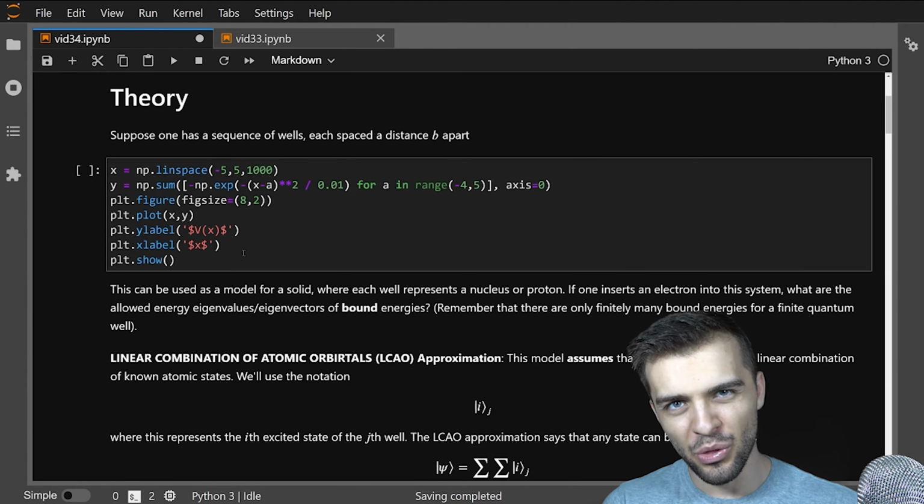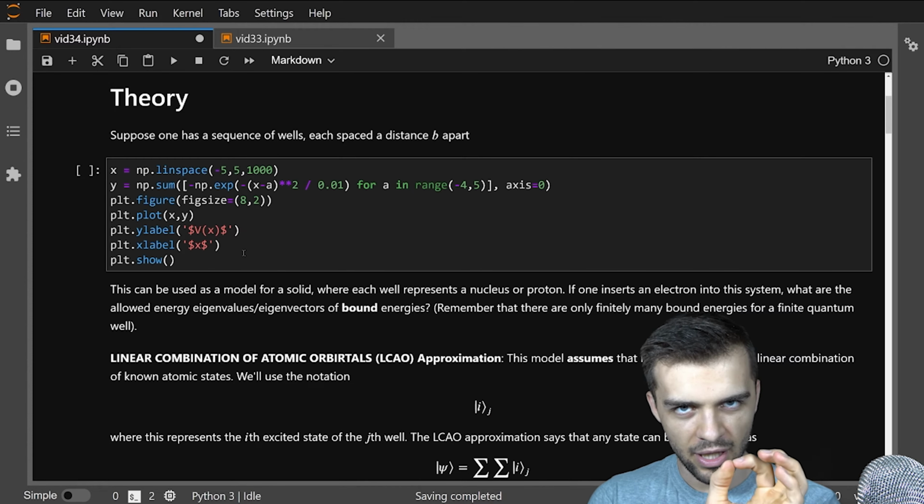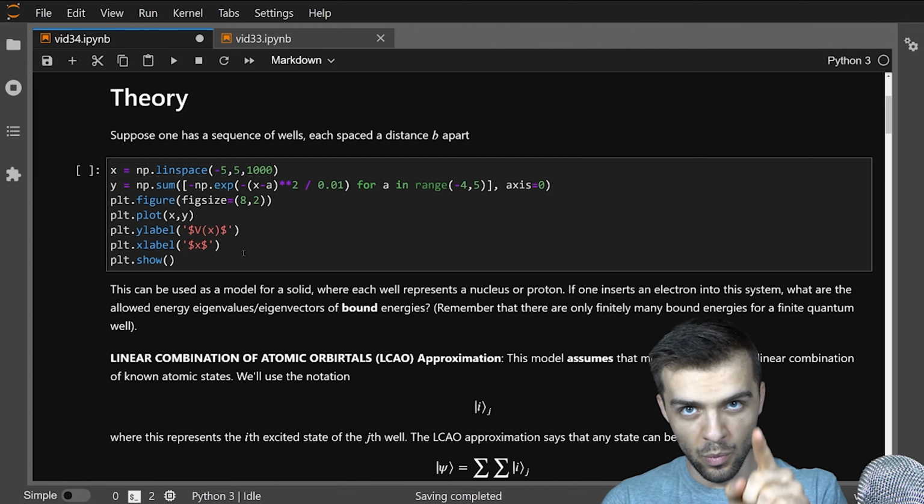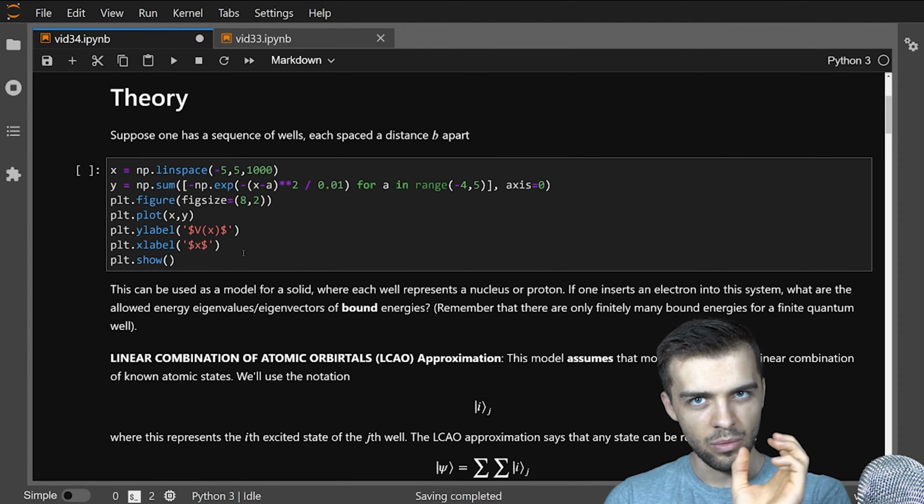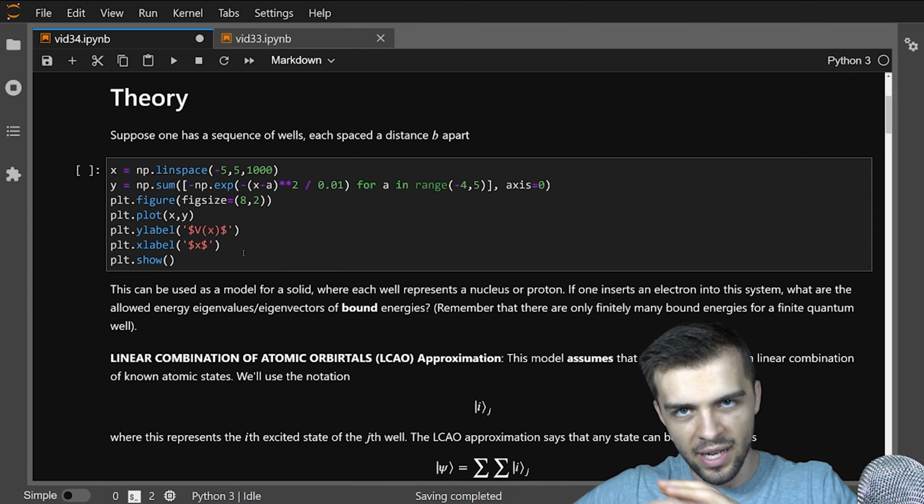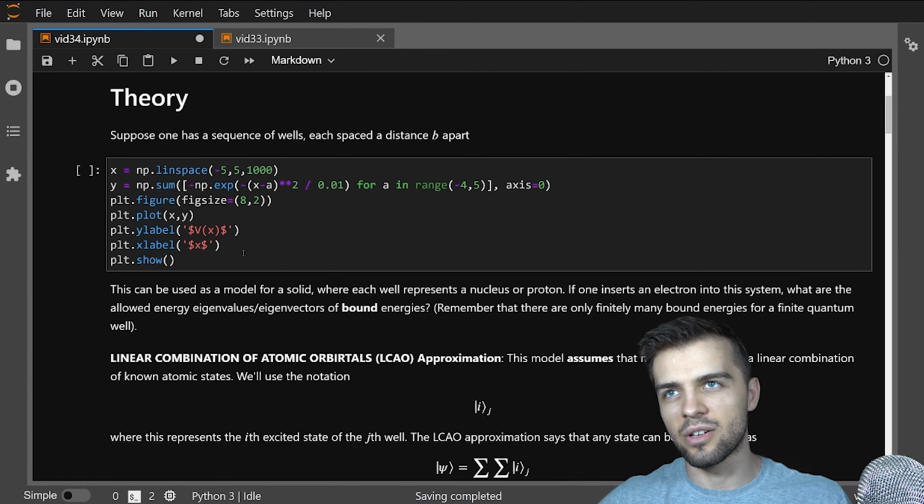So let's think about the theory of what's going on here. We have an electron, a single particle, but in a sequence of wells. So there's not just one well anymore. There's sort of well, well, well, well. And you say, well, what are the allowed energies? If I put an electron into this sequence of wells, what energies can I get?